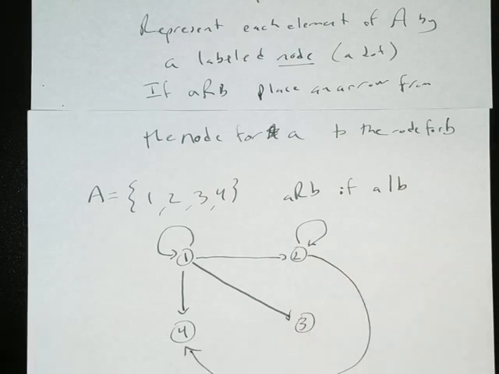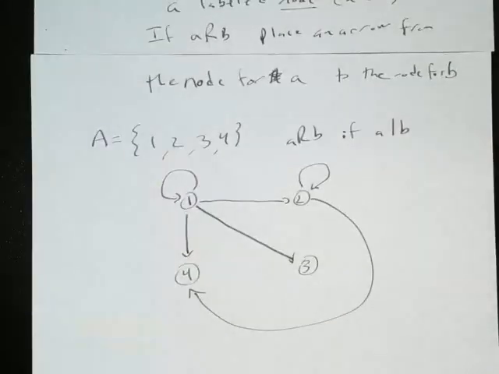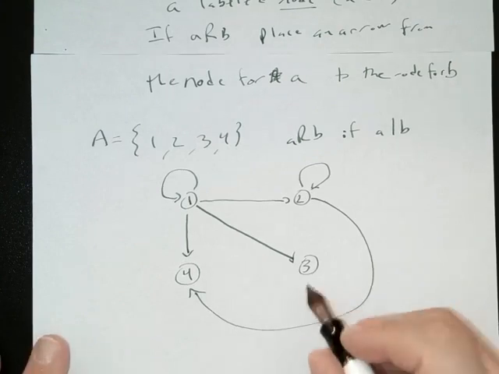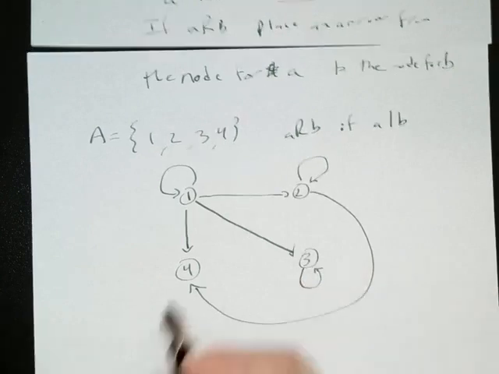Now, I've deliberately drawn that around so that I don't cross my arrows. This isn't Ghostbusters. I don't care if you cross the streams or not. It's just prettier to be that way. And that's a personal habit of mine. It only works sometimes. How about 3? What arrows are coming out of 3? Just to itself. And 4? Same deal.